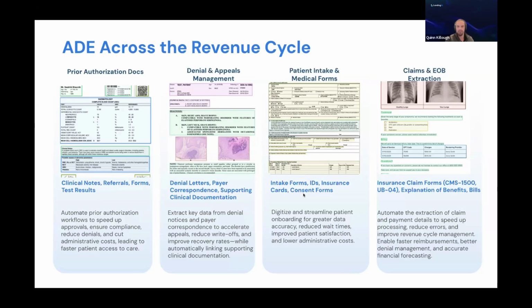Patient intake forms and medical forms. We'll see some of this going forward, I think both in my coming slides and the demo here. But I think intake forms, IDs, insurance cards, consent forms. And then we also see a lot in the claims and EOB extraction space. So insurance claims forms, EOBs, which are explanations of benefits, bills, et cetera. So use cases are quite varied, but again, the challenges tend to be very similar across these.